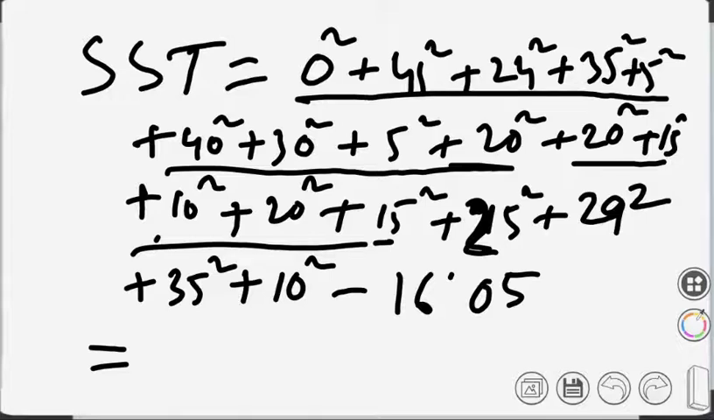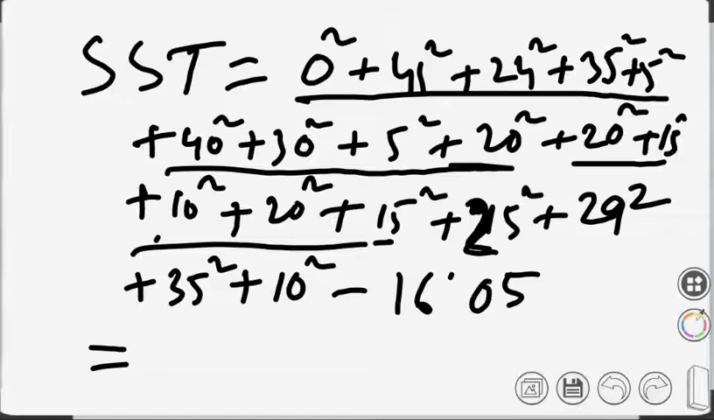So 41 square plus 24 square plus 35 square plus 5 square plus 40 square plus 30 square plus 5 square plus 20 square plus 20 square plus 10 square plus 20 square plus 25 square plus 29 square plus 35 square plus 10 square minus 16.05. How much did you get?